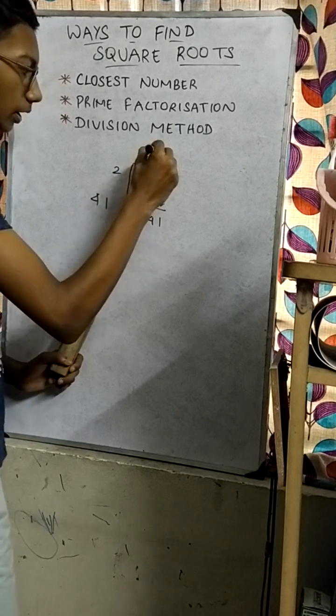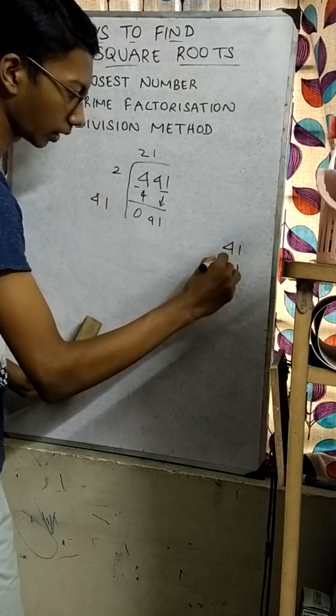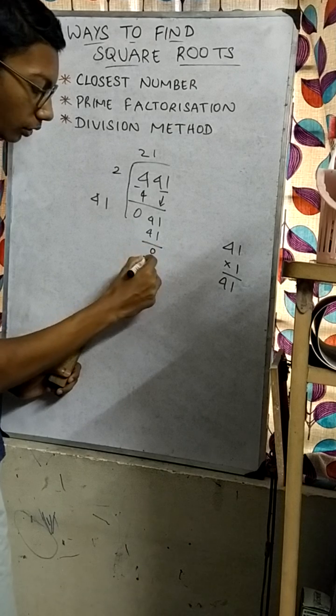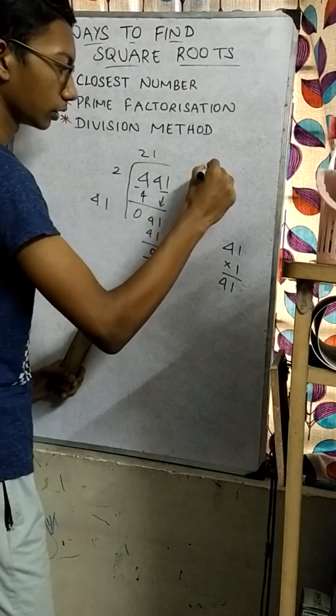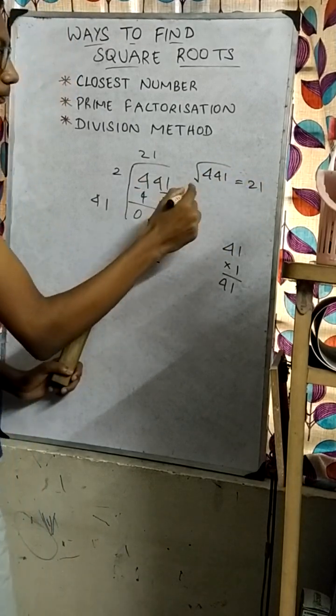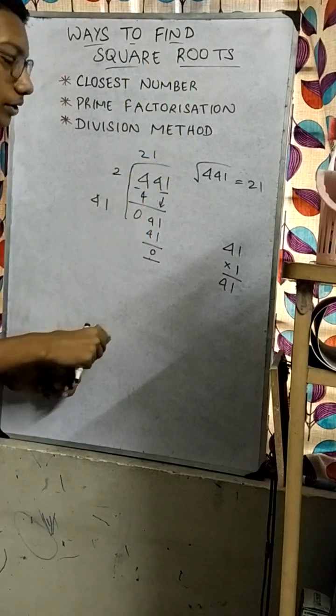If we put 1 here, we also need to put 1 in the quotient. So 41 times 1 gives 41. Subtract, this gives 0. If this is 0, then this is a perfect square and the square root is 21. So the square root of 441 is 21. So this is another method to find the square root of a number. So that's it. Thank you.